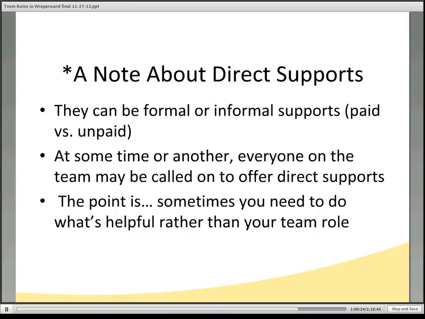Sometime or another, everyone on the wraparound team may be called on to offer direct supports to the family. And it's what we do. I think the point is that sometimes you need to do what's really the most helpful rather than what your role is on the team.